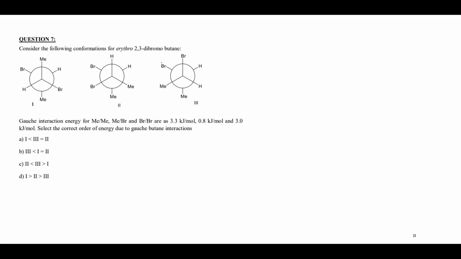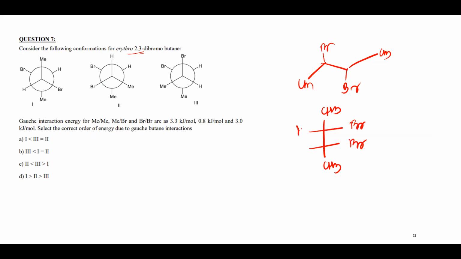So the next question is erythro 2,3-dibromobutane. Erythro 2,3-dibromobutane. So this numbering, can anyone tell which is 3O and which is erythro?